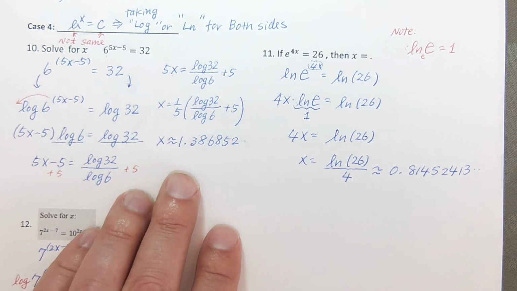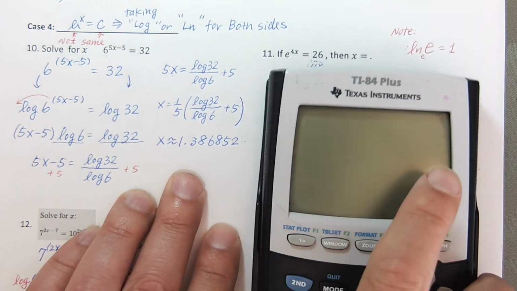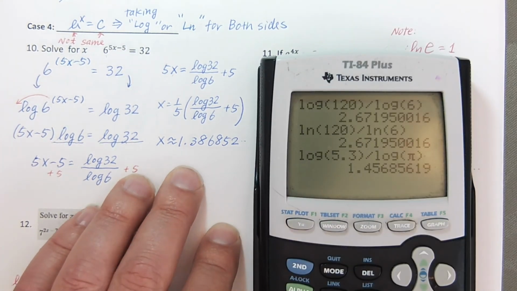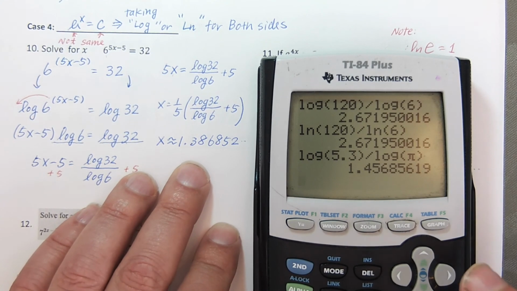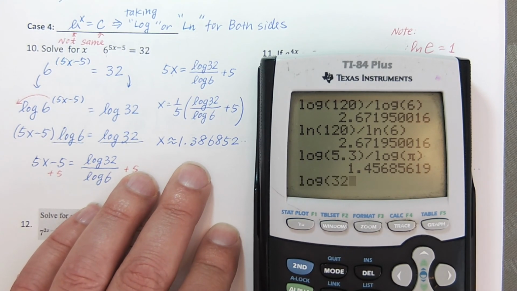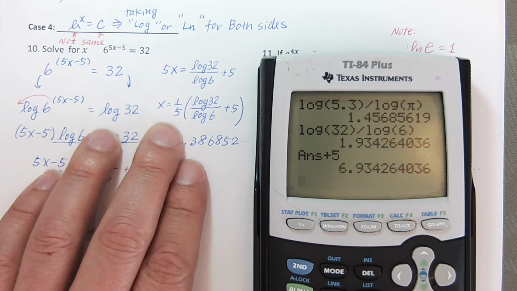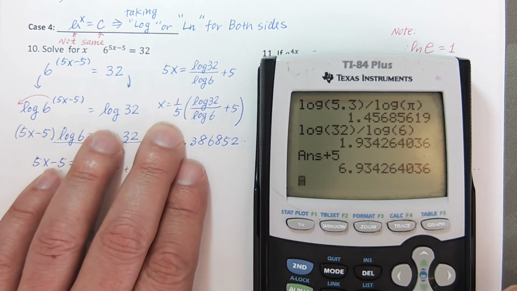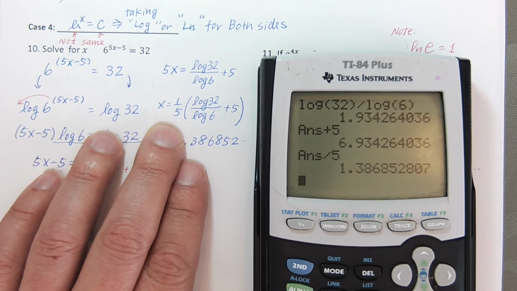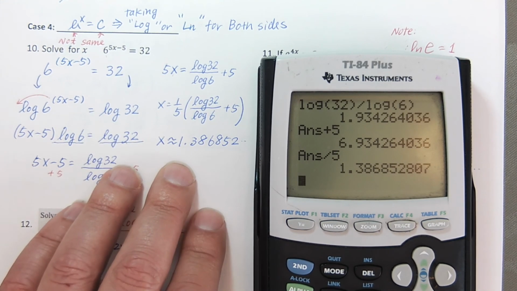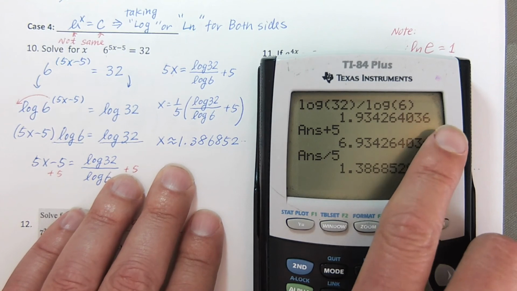Let me show you how I put that in my calculator. Log of 32, close, divided by log of 6, equals, plus 5, equals, then here it's divide by 5, divided by 5, equals. I would do it that carefully in that order. It's very easy to make a mistake with parentheses and things like that on problems like this.